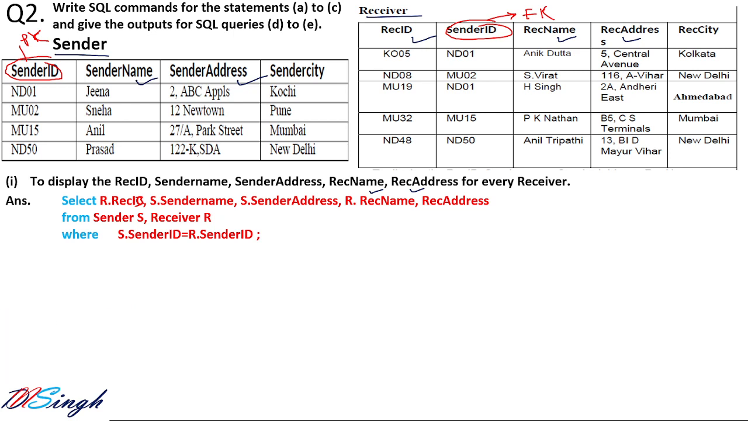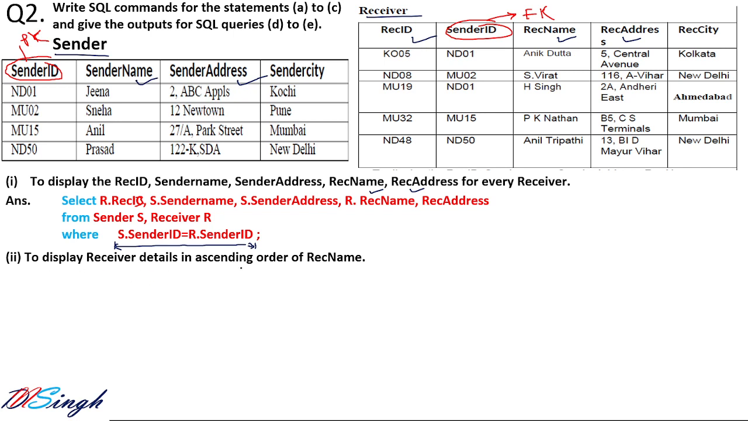And inside where, what I wrote is called the join condition. And which type of join is it? It is an equi-join, because we are using the equal to sign here. If we want to perform a natural join, what will I write? I will write from sender natural join receiver. In that way it is going to be written. Let us see the next question.